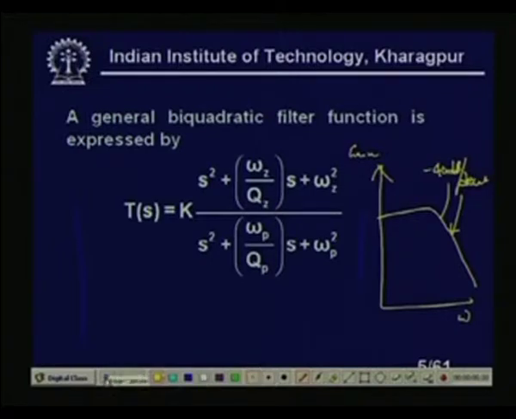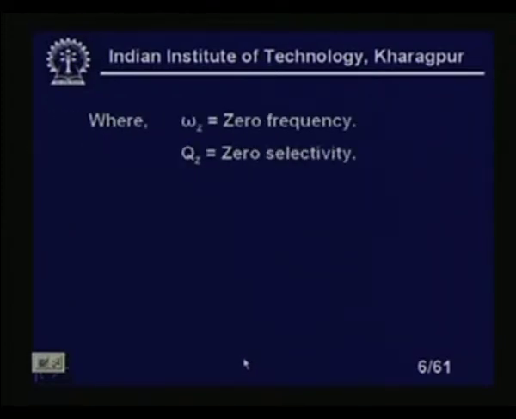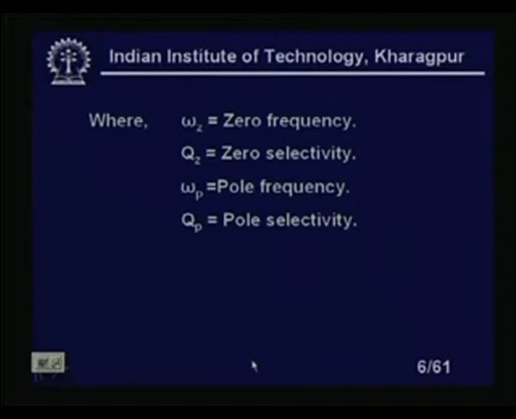Now, the legends in these expressions: omega z is the zero frequency, Q z is the zero selectivity, omega p is the pole frequency, Q p is the pole selectivity, and capital K is the gain constant of the circuit.